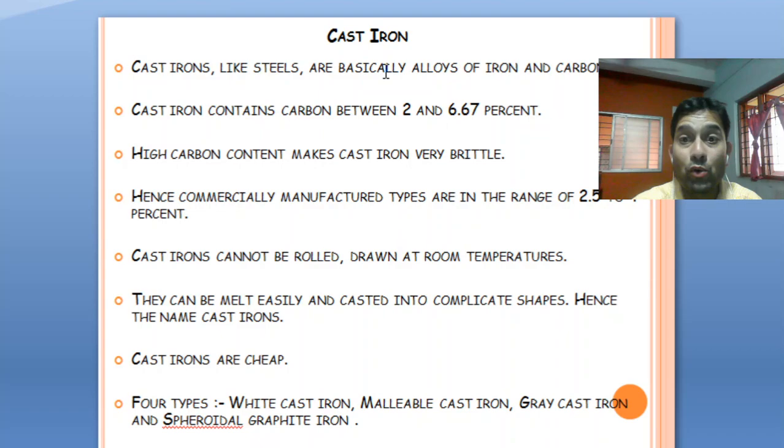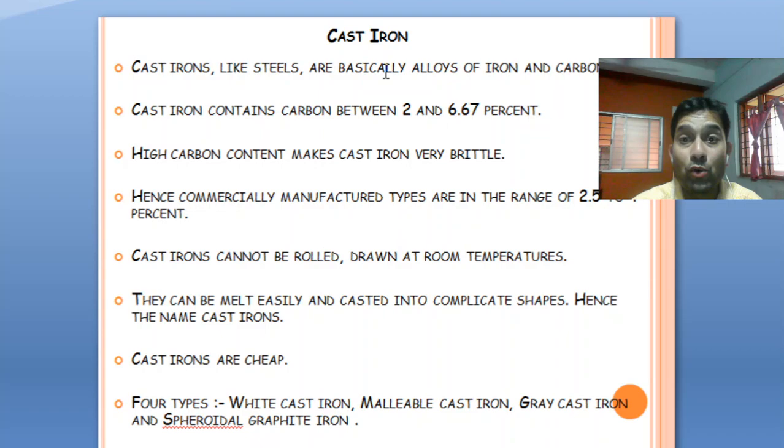Cast irons cannot be rolled or drawn at room temperature, which means they cannot be converted into sheets or drawn into wires. In other words, the malleability and ductility of cast iron is very low. This is the meaning of this sentence. However, cast iron can be easily melted and can be cast or given a shape.